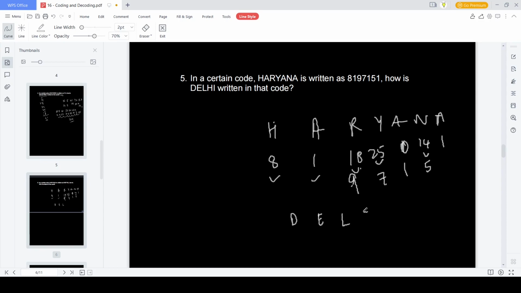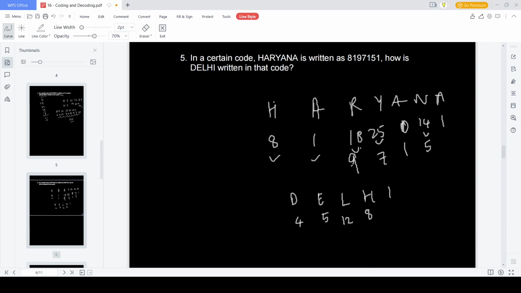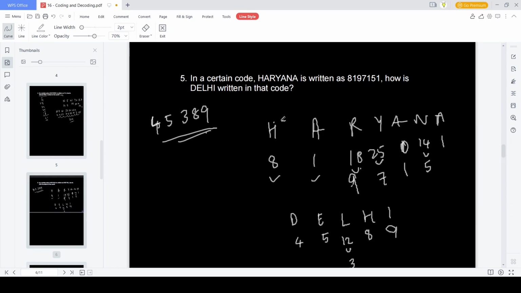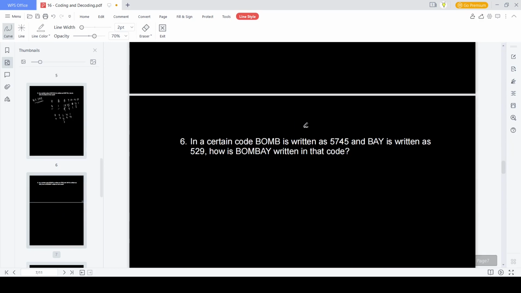So I'll write Delhi, Delhi. Okay. D is the fourth. E is the fifth. L is the 12th. Okay. Again, H is the eighth, and I is the ninth. Okay, so I have these many digits, but I have to convert this into single digits. So I'll add these two numbers and I'll get 3. So the code for Delhi will be 45389. Okay, that will be the code for Delhi. Okay, so that's the answer.